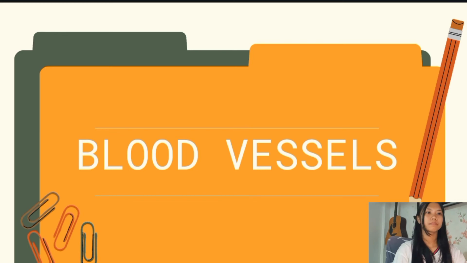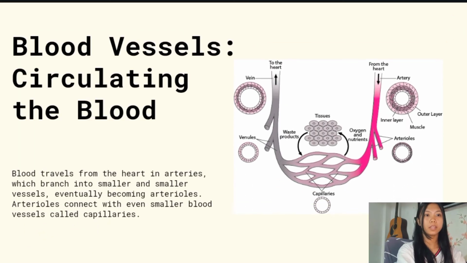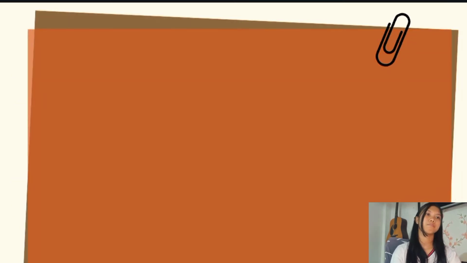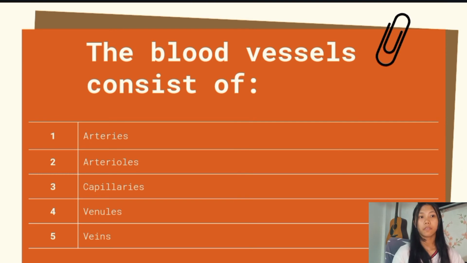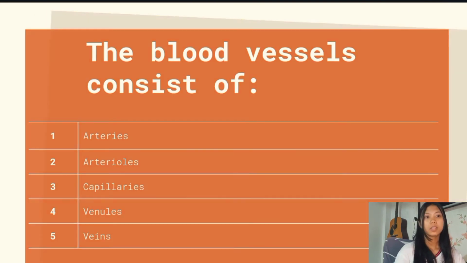Blood vessels. Blood vessels circulate the blood. Blood travels from the heart in arteries, which branch into smaller and smaller vessels, eventually becoming arterioles. Arterioles connect with even smaller blood vessels called capillaries. The blood vessels consist of arteries, arterioles, capillaries, venules, and veins.